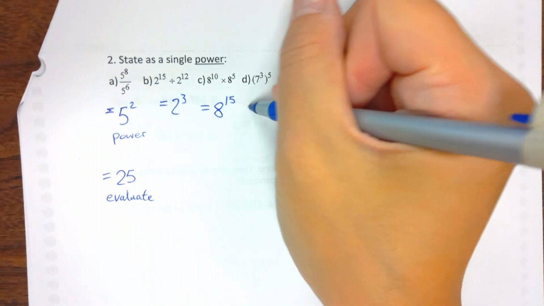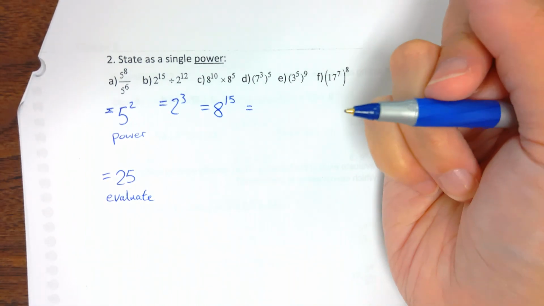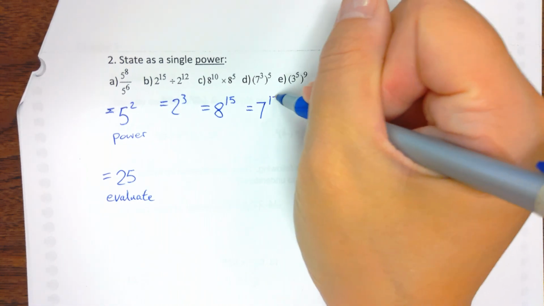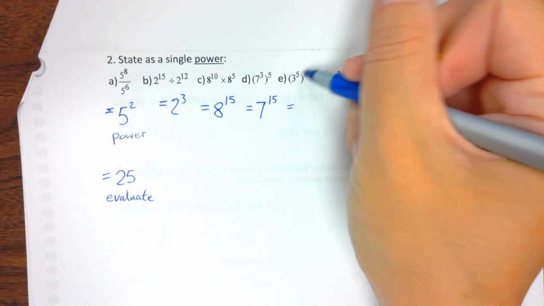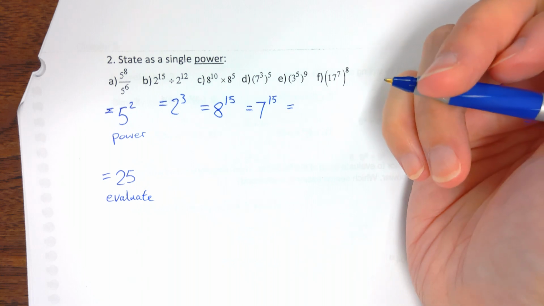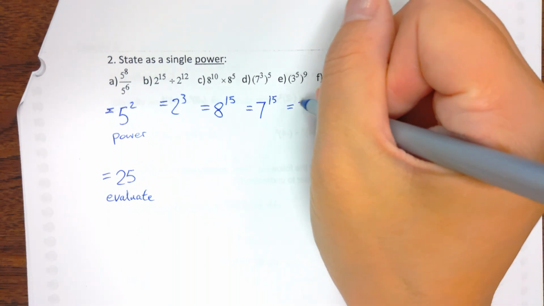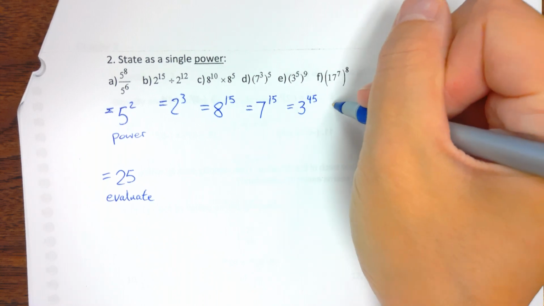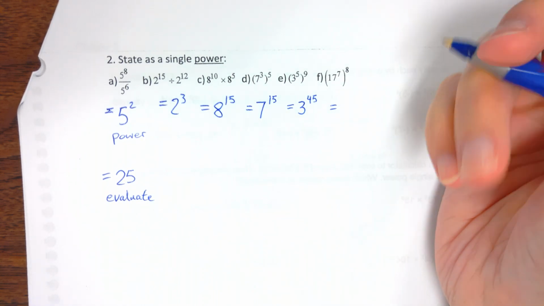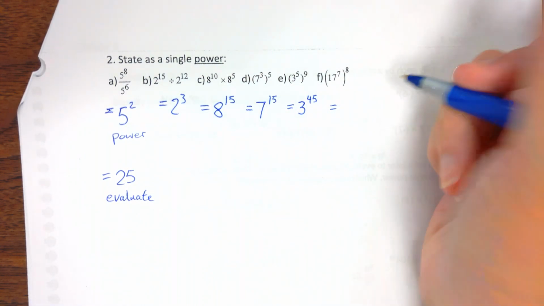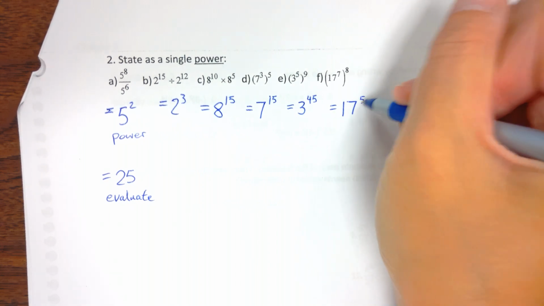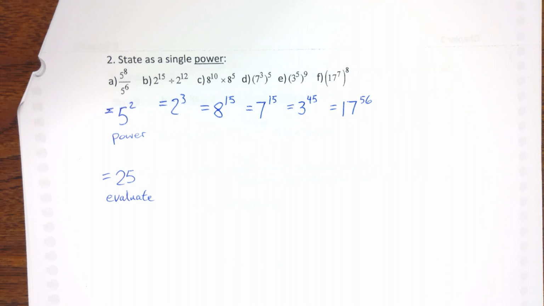8 to the power of 15. Perfect, because you are multiplying. All right. D. Exponent raised to another exponent. Philip. 7 to the power of 15. Okay. E. Joshua. 3 to the power of 45, because you multiply them. And then F. Jimmy. 17 to the power of 56. Good job.